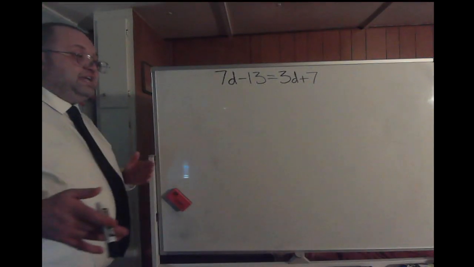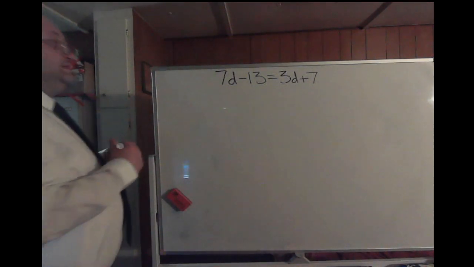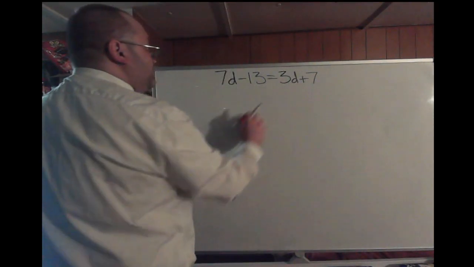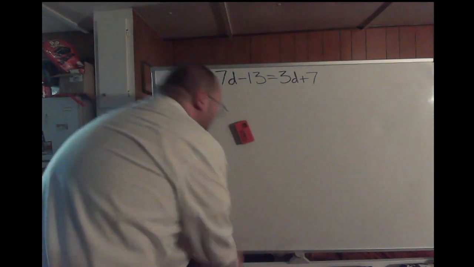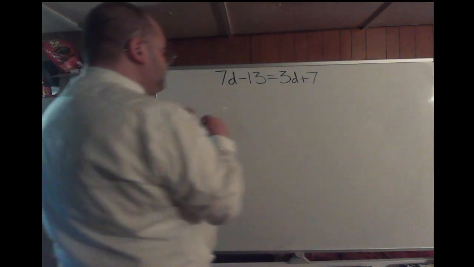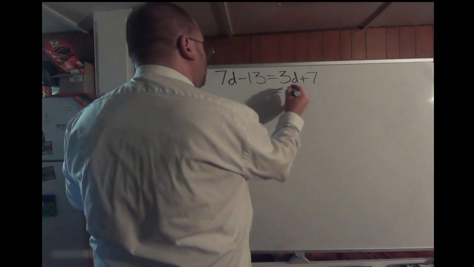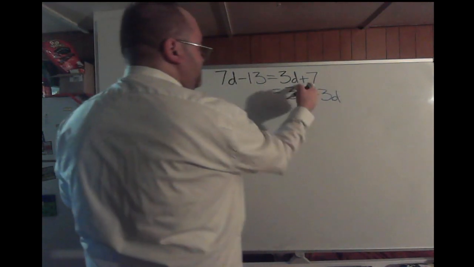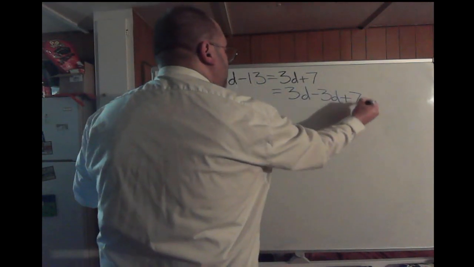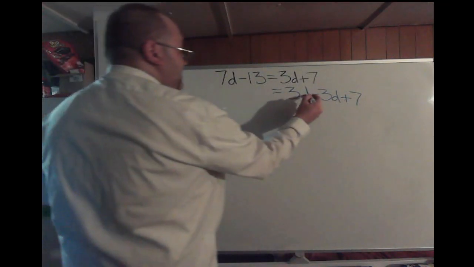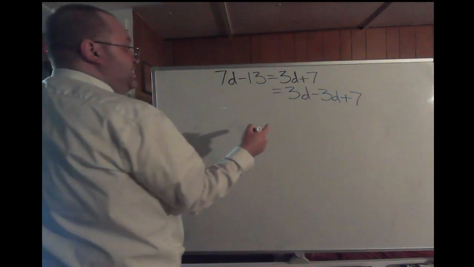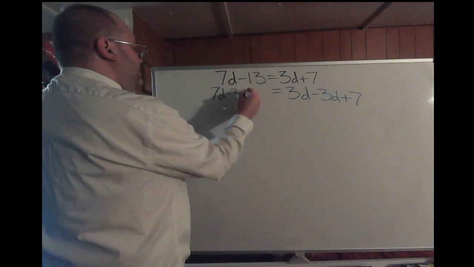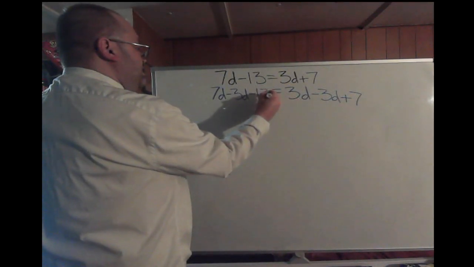Well, it's safe to say, again, you want to get the variable out of the right-hand side. You have a plus 3d, so you'll need to minus 3d in order to get the variable out of the right-hand side. So the right-hand side, you'll do 3d minus 3d, then you'll still have that plus 7 hanging around. But since we did it to the right side, we also got to do it to the left. We'll have to do 7d minus 3d, then we'll just have that minus 13.